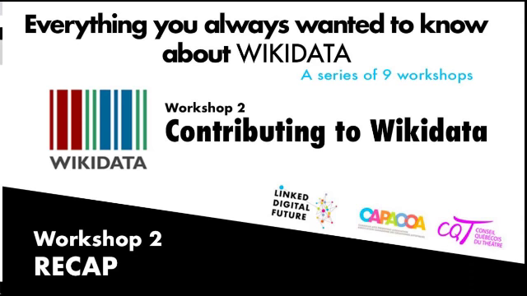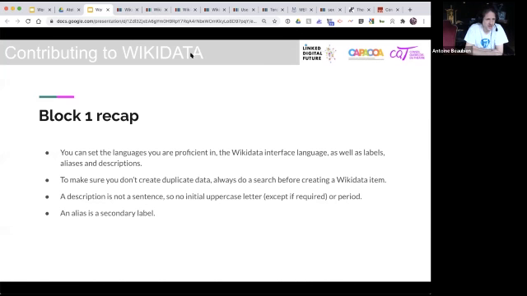Here's the recap. The first block was about the languages in Wikidata: how you can set the language for the interface, how you can set the language that you want Wikidata to display to you, and for the labels, descriptions, and aliases. We also checked a bit about the duplication concept of items.